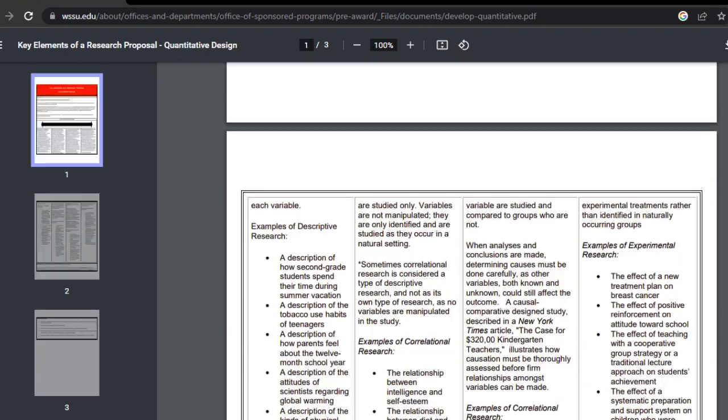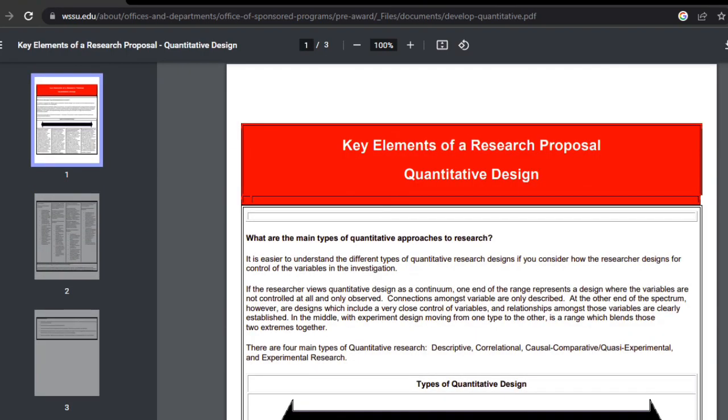Okay guys, this was the explanation of key elements of a research proposal, quantitative design.